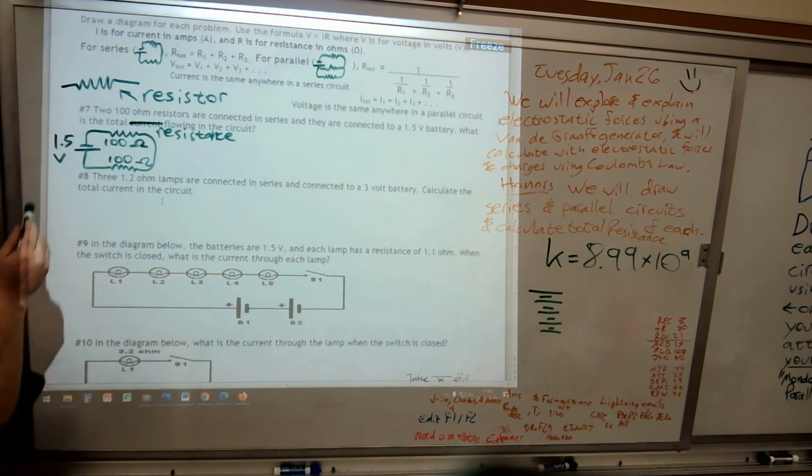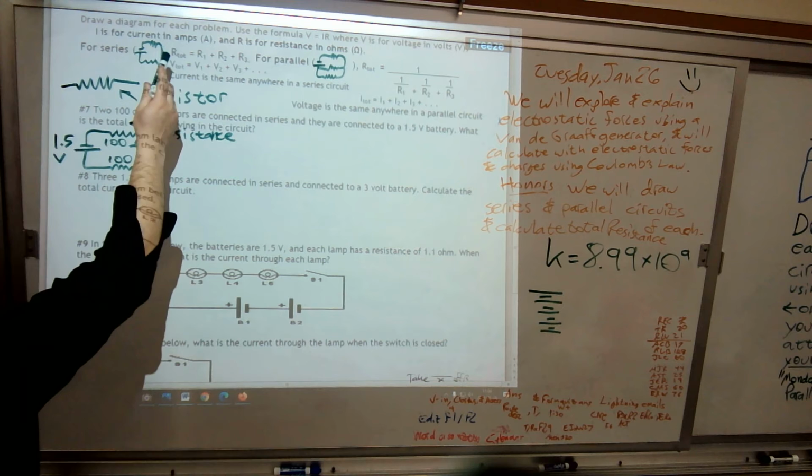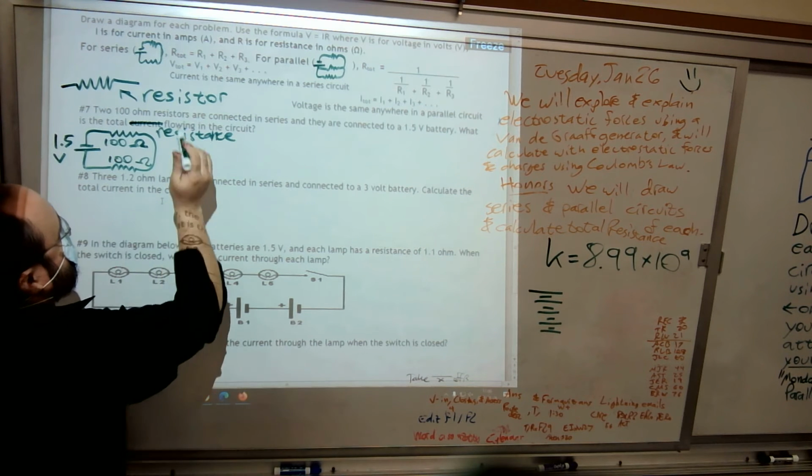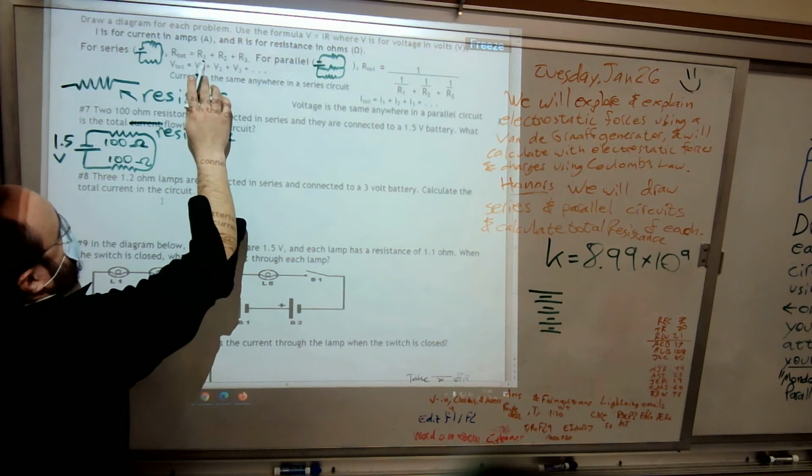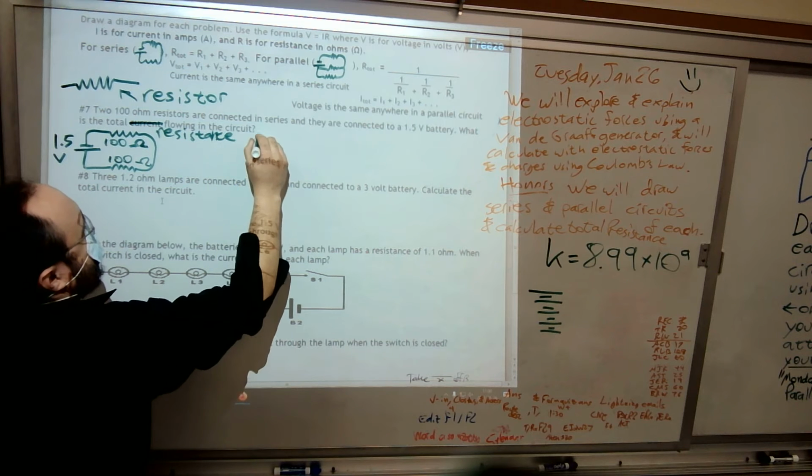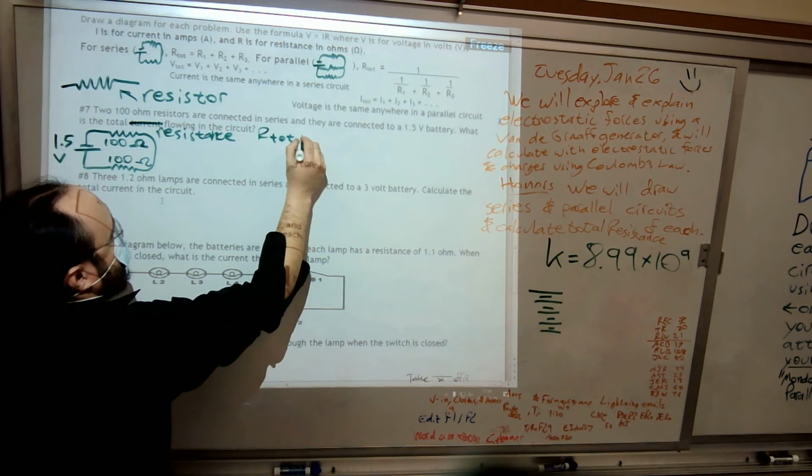And this one is a series circuit. So we're going to use the series rules. To find the total resistance for series, total resistance is R1 plus R2 plus R3. That just means that you add it up.